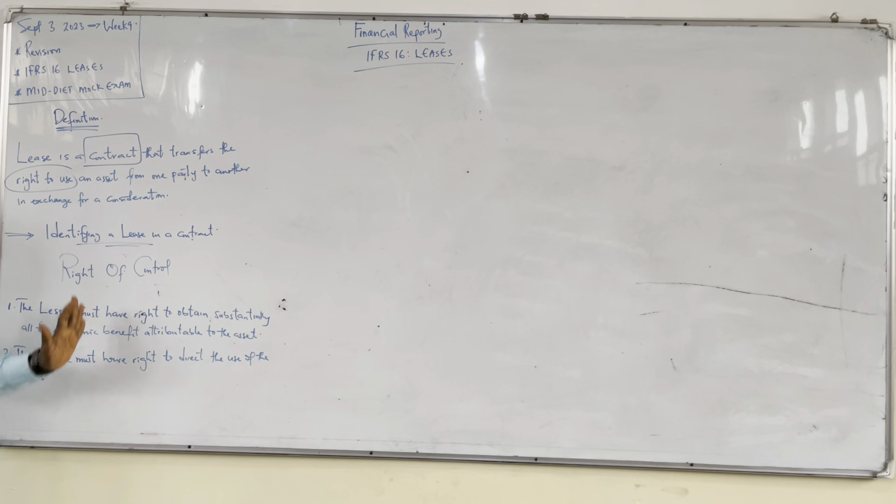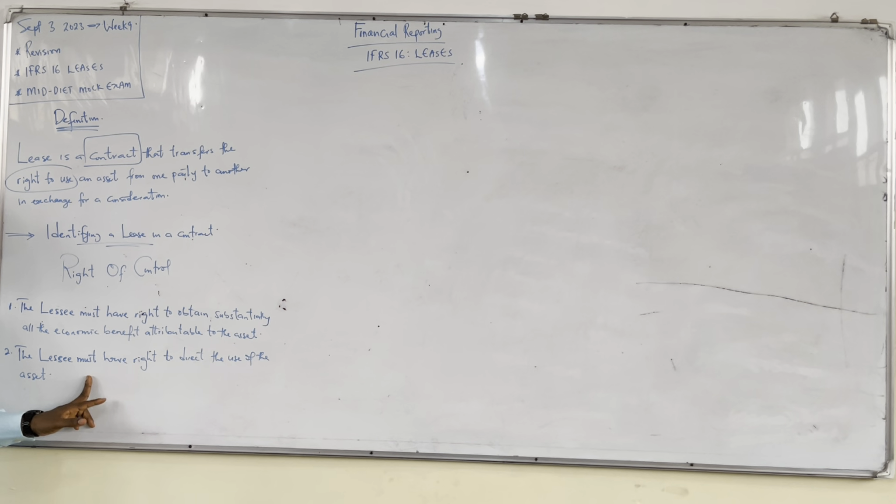It's not even this definition that really matters, right? What I need you to note here is that a lease must be a contract, right? And this is just saying that, okay, transferring from one person to another. But what is key is how do you identify that there is a lease in a contract? And the key word there is right of control. And right of control means that the lessee must be the only one using the asset, which is demonstrated by him being able to obtain substantially all the economic benefit attributable to the asset. All. And the second one is that he must have right to direct the use of the assets.